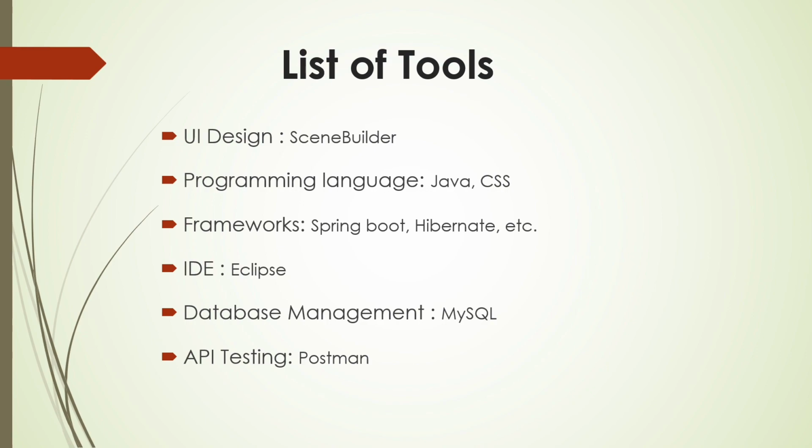Let's go through the list of tools we have used in our project. We crafted seamless interfaces using the SceneBuilder app. Our core programming language was Java, enriched with CSS. We harnessed the potential of Spring Boot, Hibernate, and more. The reliable Eclipse IDE served as our coding companion. For data management, we turned to MySQL's efficiency. Postman ensured our APIs are robust and ready for action.